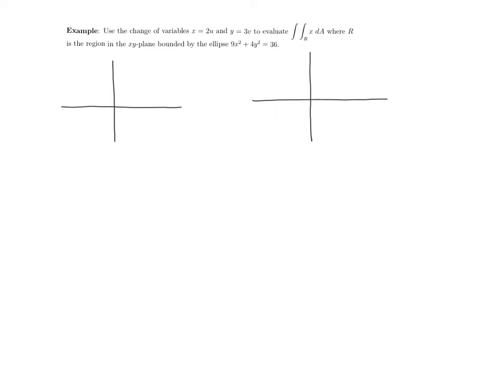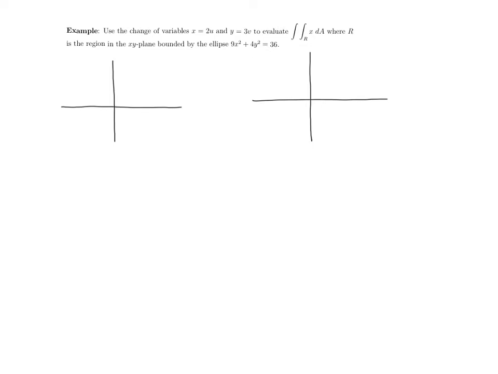We would like to evaluate the double integral over the region R of x, where R is bounded by an ellipse. And remember, a change of variables becomes useful when either the integral itself is hard to evaluate, not the case here, or maybe the region of integration itself is just not convenient for us to deal with. So let's go ahead and sketch the region and see what we're dealing with.